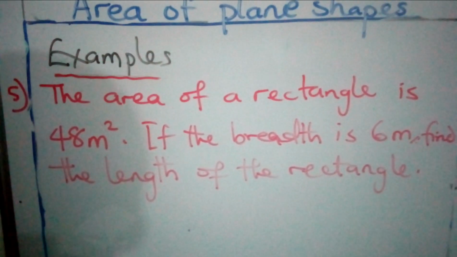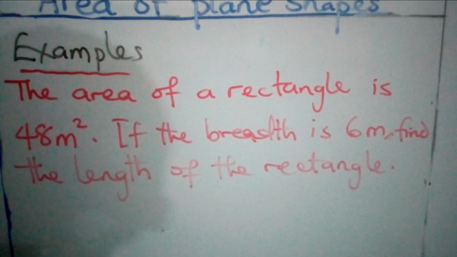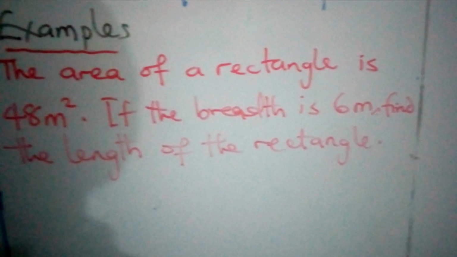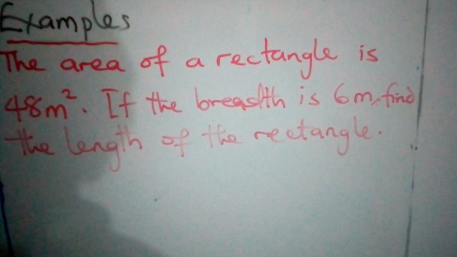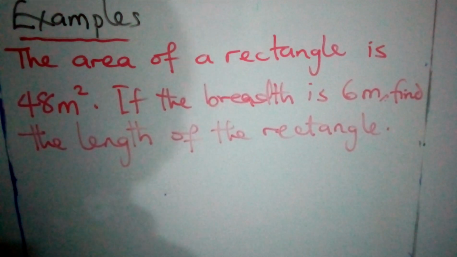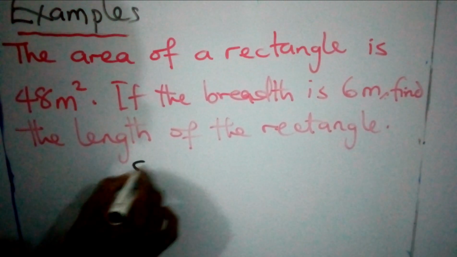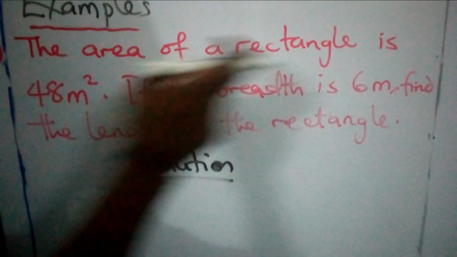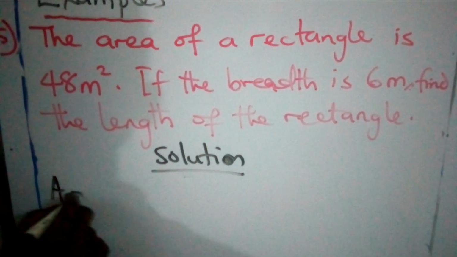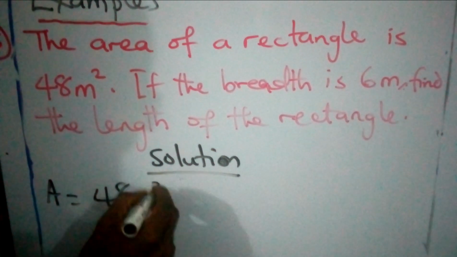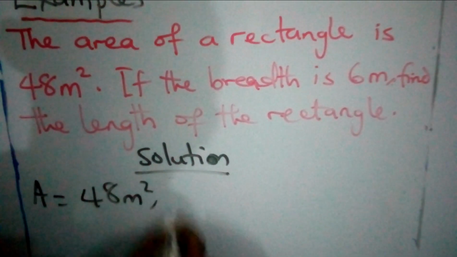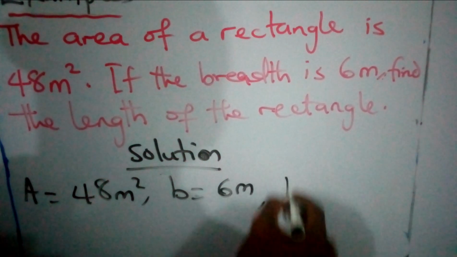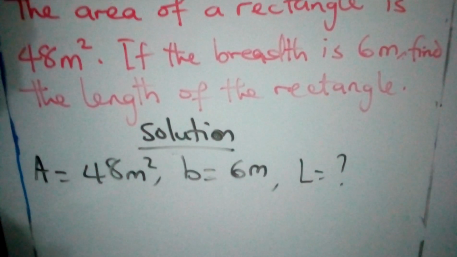Right, example 5. The area of a rectangle is 48 meters squared. If the breadth is 6 meters, find the length of the rectangle. The shape considered here is a rectangle. And so let's list out the things given about this rectangle. Solution. Now if you read from the beginning, the area of the rectangle is 48 meters squared. Now if the breadth is 6 meters, so breadth is as well given as 6 meters. We have to find the length. Length we don't know. Okay?